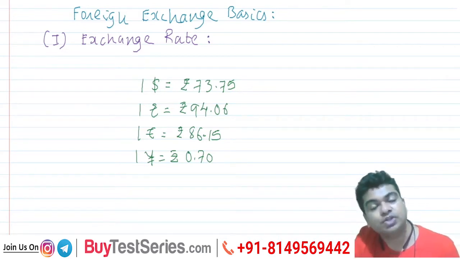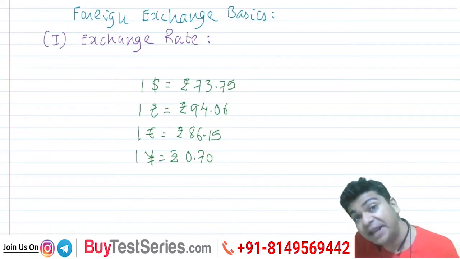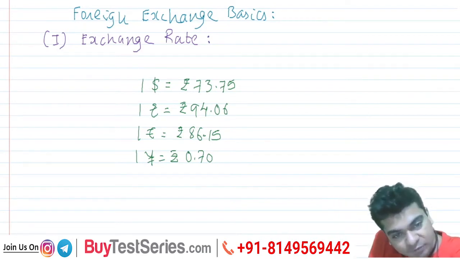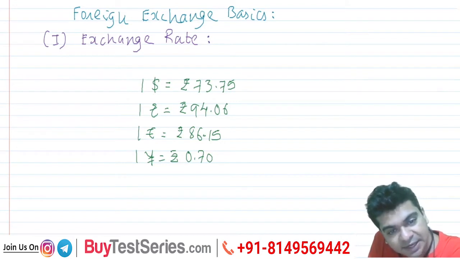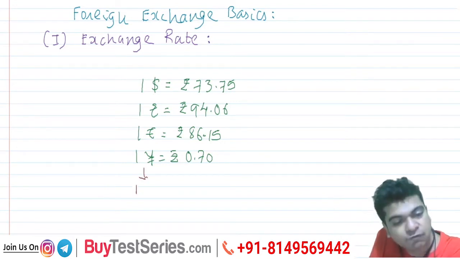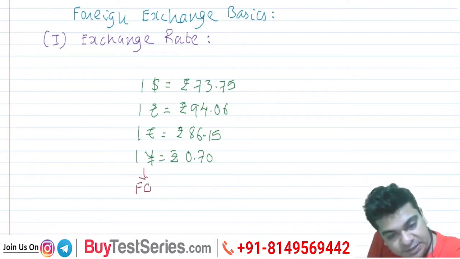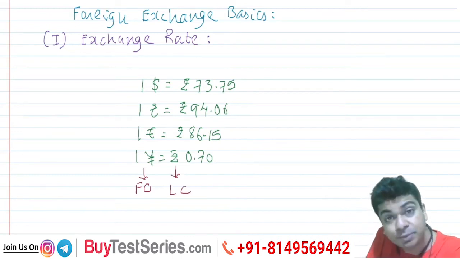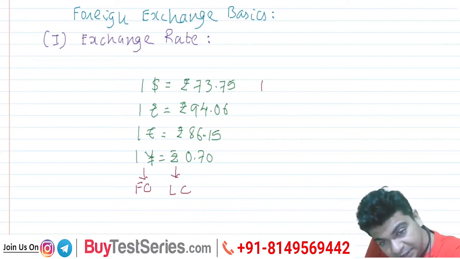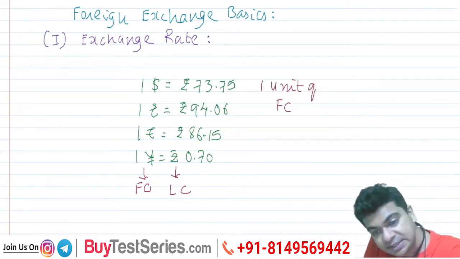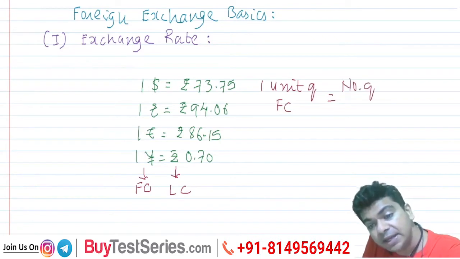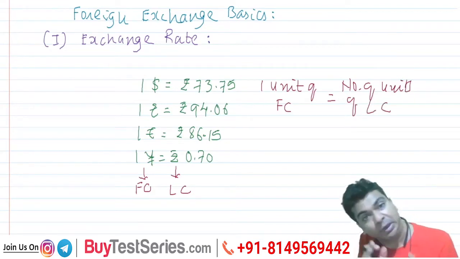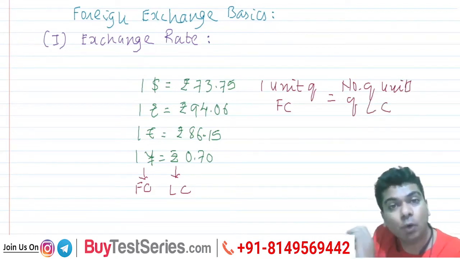So these are the rates at which we are in a position to convert our Indian rupee into the foreign currency, right? If you see this from an Indian viewpoint, then all these are foreign currency. FC will stand for foreign currency. And this rupee obviously is the local currency. So I am expressing in this way that 1 unit of foreign currency is equal to how many units of local currency. This is what is popularly known as a direct quote.